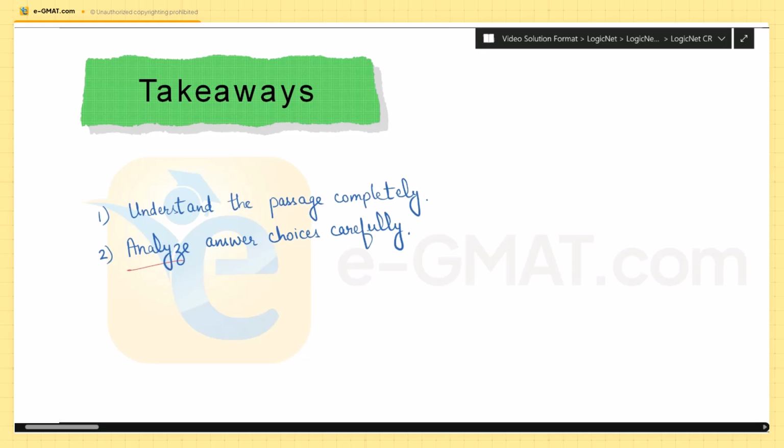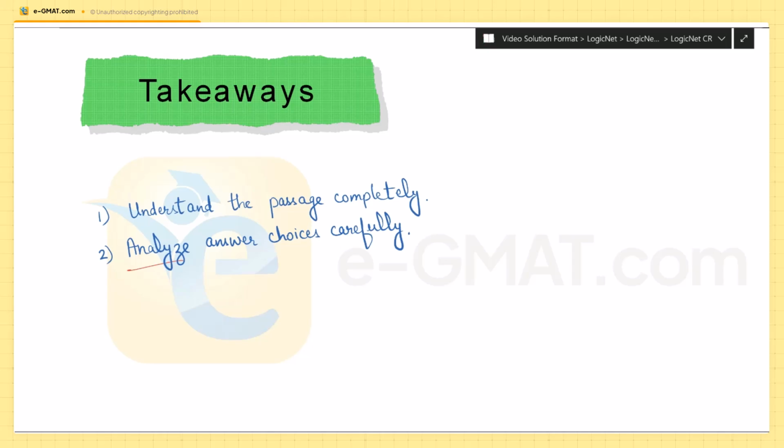The second step is to analyze answer choices very carefully. You can simplify the answer choices and understand what those answer choices are actually talking about. As we saw here in the most popular incorrect answer choices B and C, the factors or the scenarios that are being discussed are actually not relevant to the conclusion. So if you have a good understanding of the passage and you understand the answer choices, it becomes very easy for you to reject those kinds of choices and mark the correct answer choice with confidence.